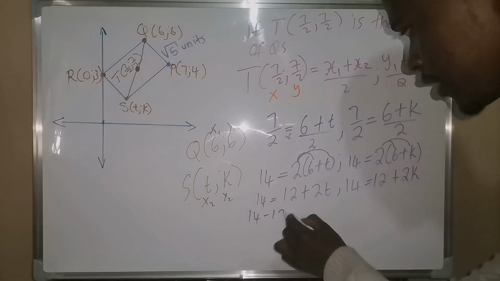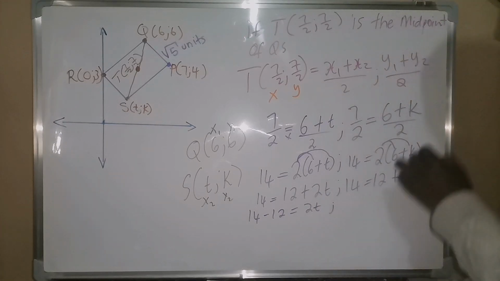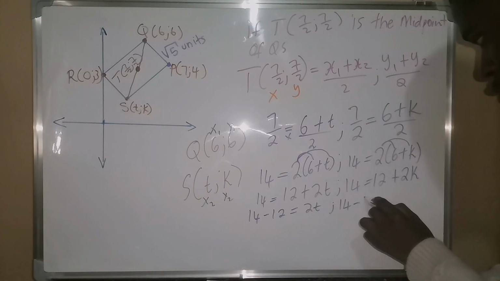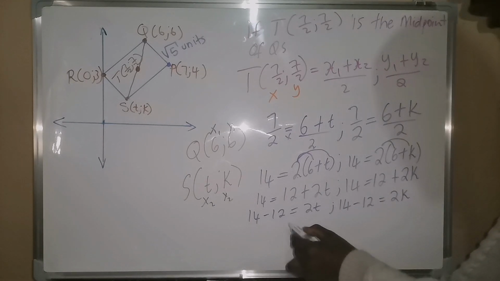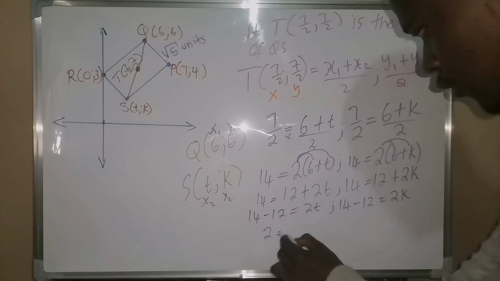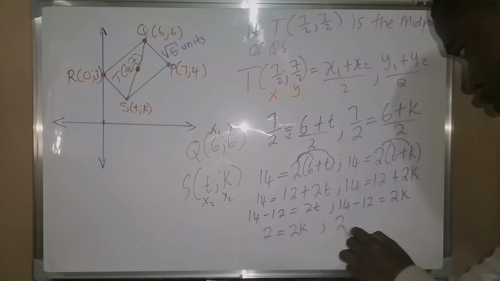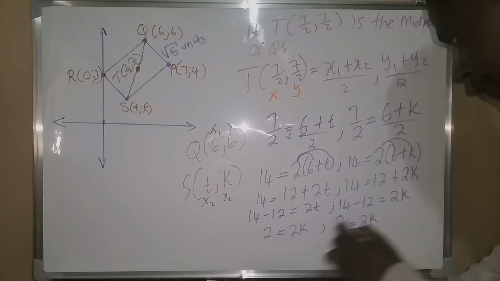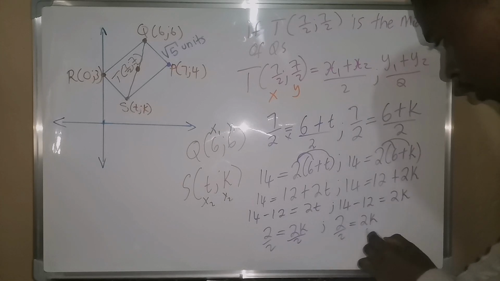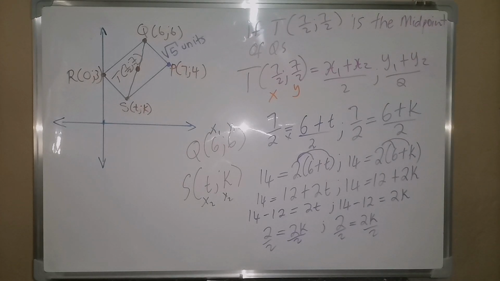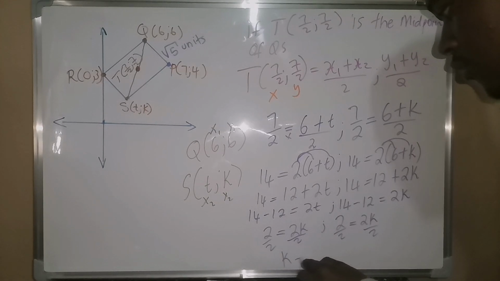14 minus 12 is equal to 2t. Then again 14 minus 12 on my right is equal to 2k. So now 14 minus 12 is 2, equals 2k. Therefore I divide both sides by 2. Even on my k side, I divide both sides by 2. It's the same. Therefore 2 divided by 2 is 1.